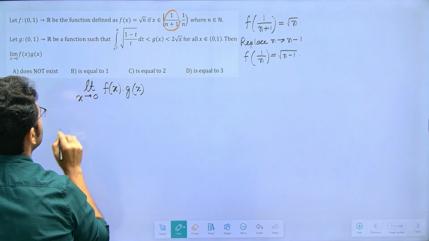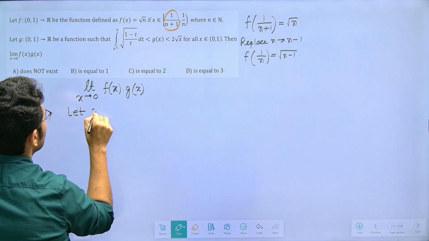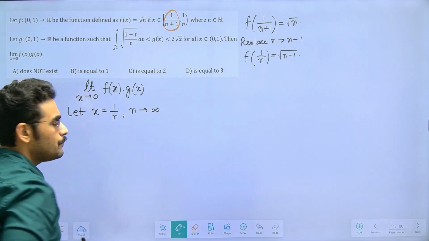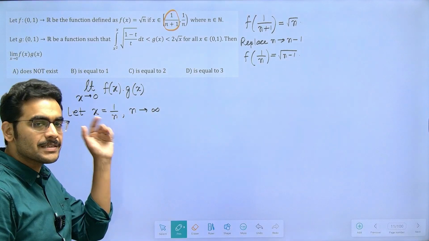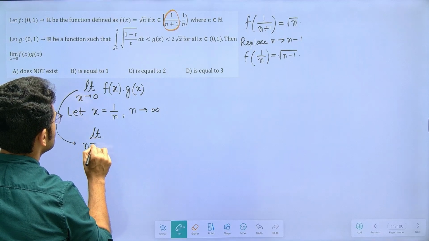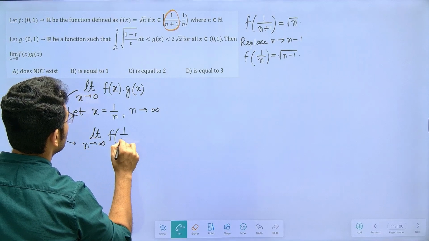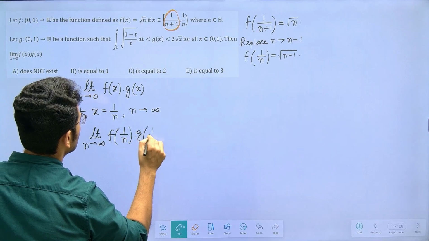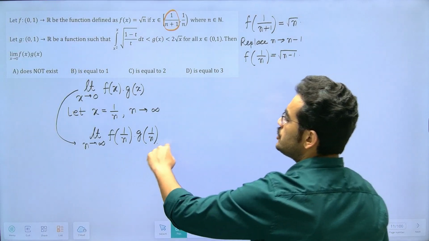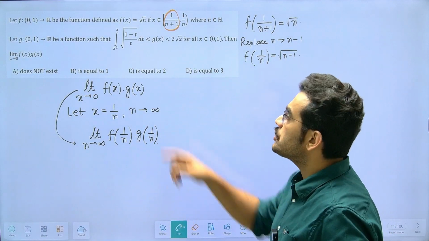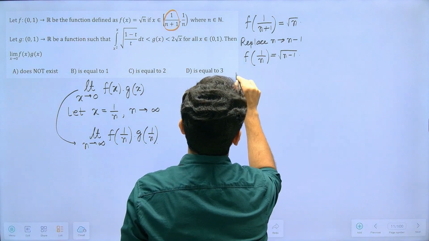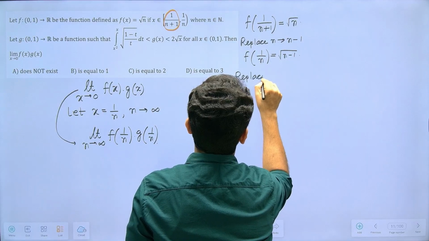So for calculating this limit, let us put x equal to 1 by n, where n is tending to infinity. As n tends to infinity, x is tending to 0. So this limit will change to limit n tends to infinity f of 1 by n into g of 1 by n. Now, f of 1 by n value we already know. g of 1 by n, what is the bound of the function? We know the bound of g(x), right? So here replacing x by 1 by n.